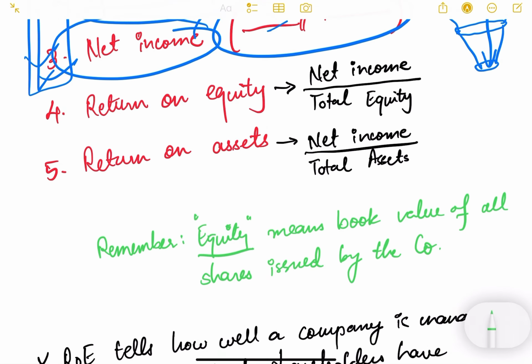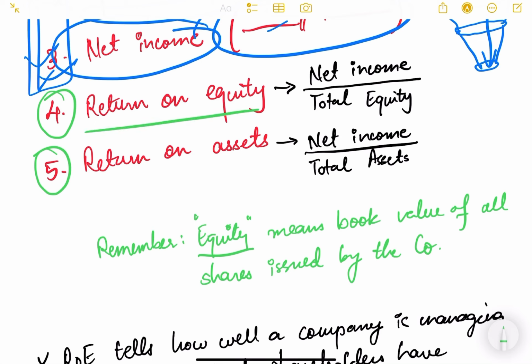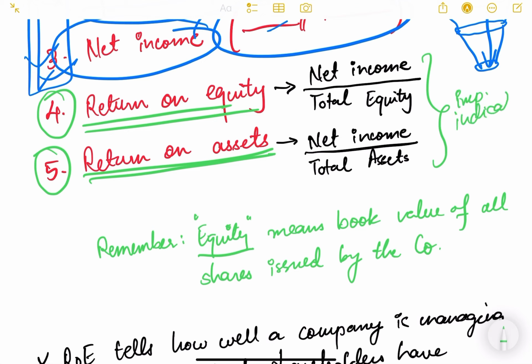Now the most important things that we have to look at are these two, number 4 and 5, return on equity and return on assets. These are very important indicators of a company's profitability: how much profit it is able to generate, and whether the company is in good financial health or not.